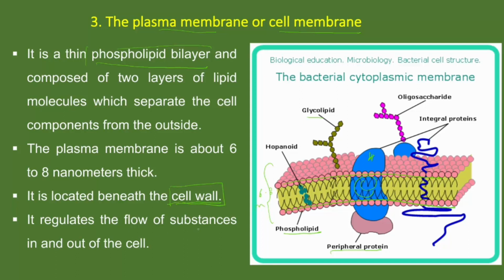It regulates the flow of substances in and out of the cell. So this is the main membrane which regulates the substances in and out of the cell, or you can say that the semi-permeable nature of any cell is due to the presence of the plasma membrane or the cell membrane.